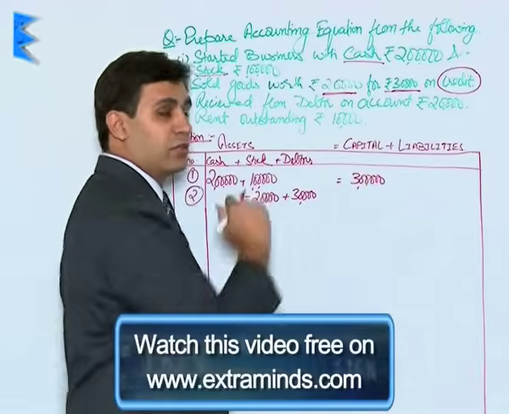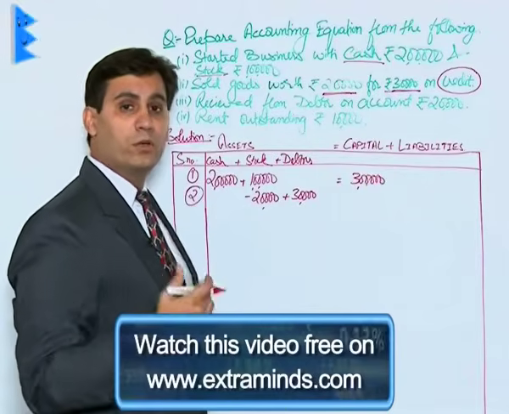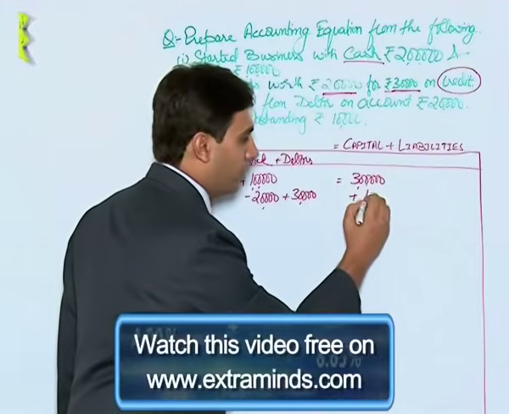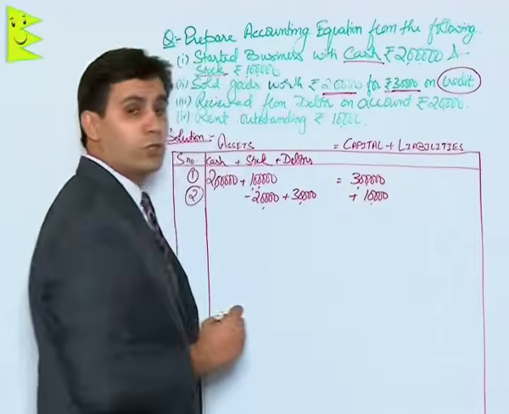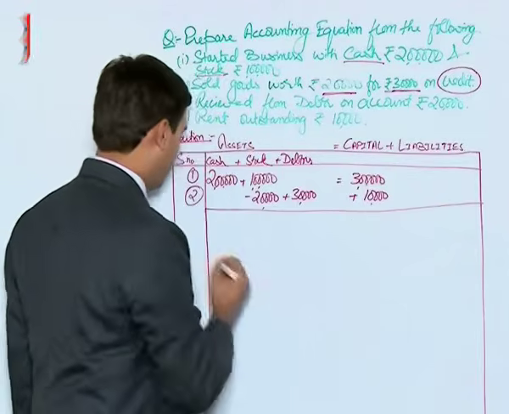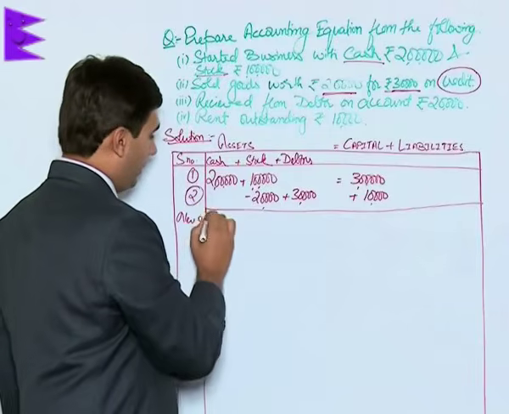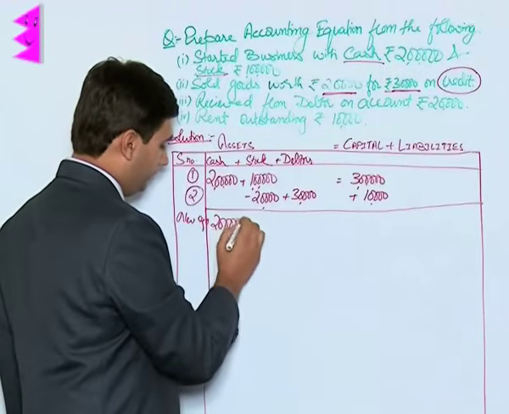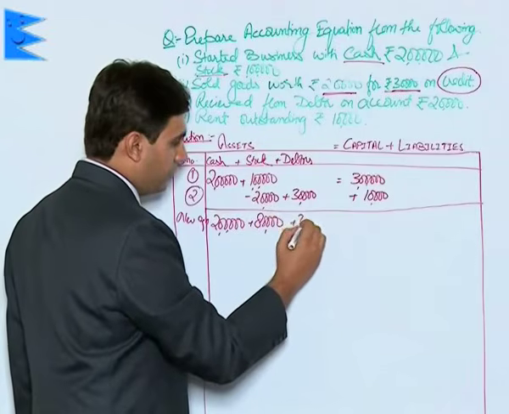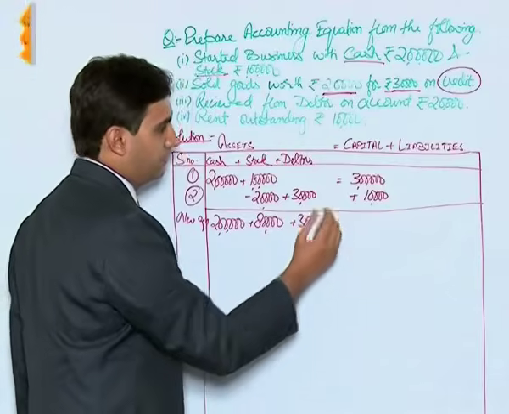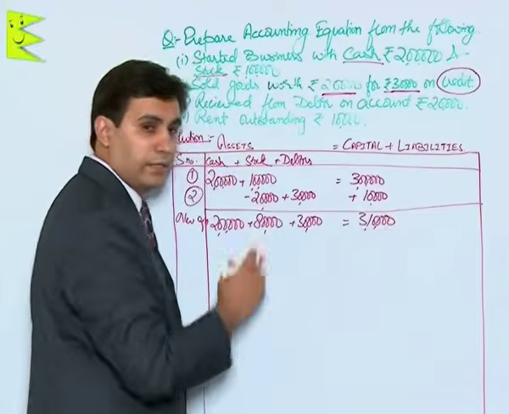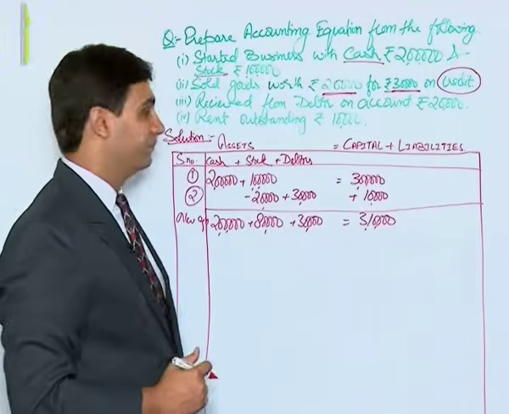Students, in this transaction, the owner has made a profit of rupees 10,000. So this 10,000 profit belongs to the owner, so it should be added to the capital. Now once these are complete, let us find the new equation. We have cash of rupees 2 lakh, stock of rupees 80,000, debtors worth rupees 30,000, and capital of rupees 3,10,000, and the total on both the sides is same.